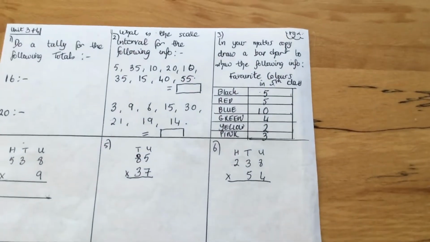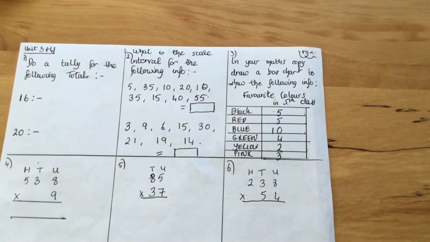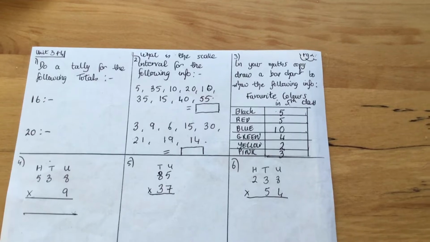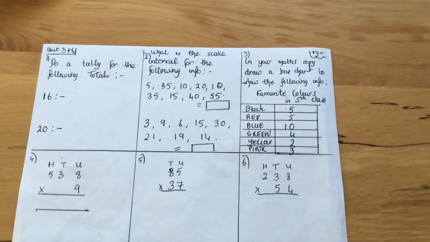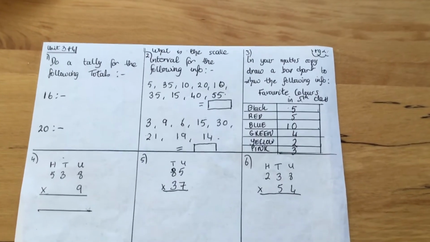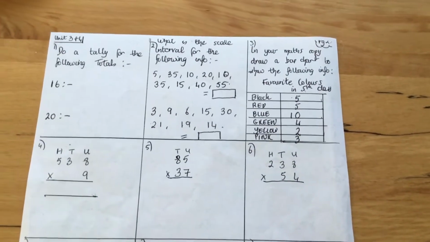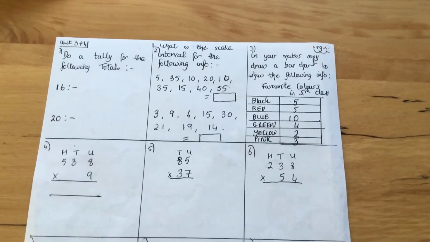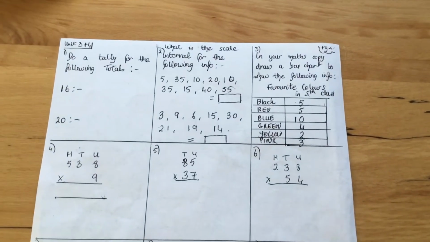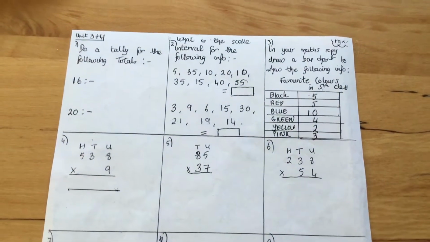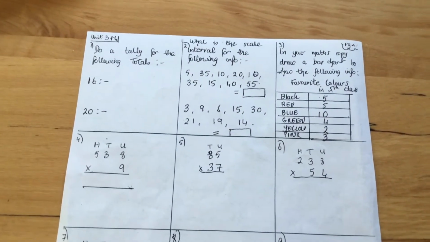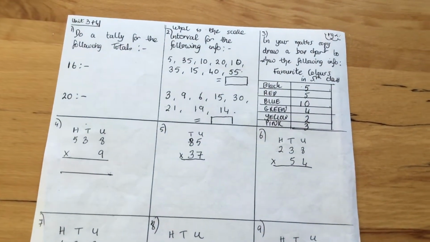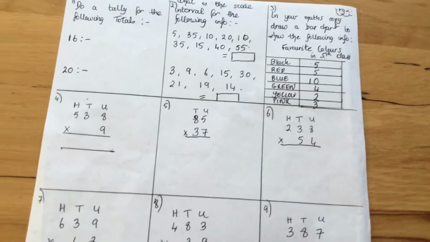And here in number 3, in your maths copy, I want you to draw a bar chart to show the following info on our favourite colours in 5th class. And guys, when you're doing your bar chart, you have to remember equidistance between each number. So you have to use a ruler. And by the way, you must use a ruler even with your directed numbers to represent it properly. So you need a ruler and obviously your pencil and a rubber in case you make a mistake.